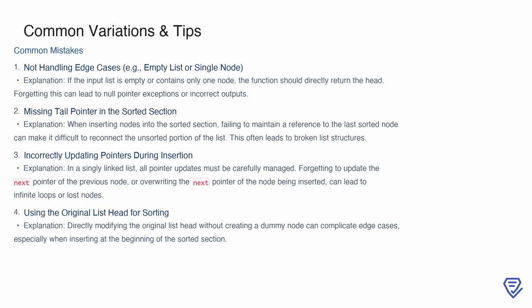With singly linked lists, forgetting to update the next pointer for the previous node or overwriting the next pointer of the node being inserted can result in infinite loops or lost nodes, which makes debugging particularly tricky. Finally, modifying the original list head directly without utilizing a dummy node is another pitfall. This approach can complicate scenarios where nodes need to be inserted at the beginning of the sorted section, making your implementation less robust for edge cases.